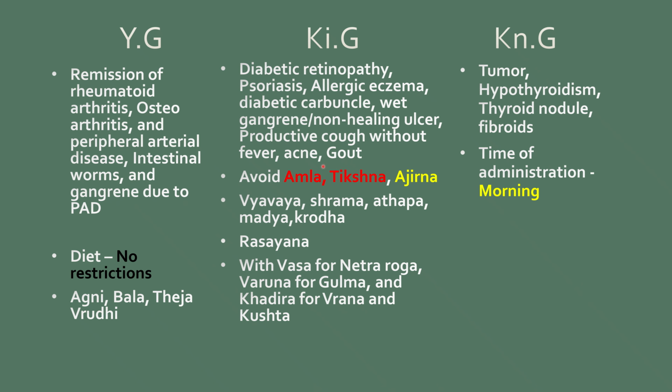We see that Vasishtha Rasayana, Agastya Rasayana, etc. are mentioned in productive cough, right? So when there is, Haridra is the main ingredient. Here in Kaishora Guggulu also Haridra is an ingredient. Then gout, when there is accumulation of uric acid crystals in the joints or an increase in the levels of uric acid, then also you can indicate Kaishora Guggulu. In Kanchanara Guggulu, you can indicate it in tumors, in hypothyroidism where Kapha Meda Avarana will definitely be there, thyroid nodules, fibroids, etc. You can indicate Kanchanara Guggulu.